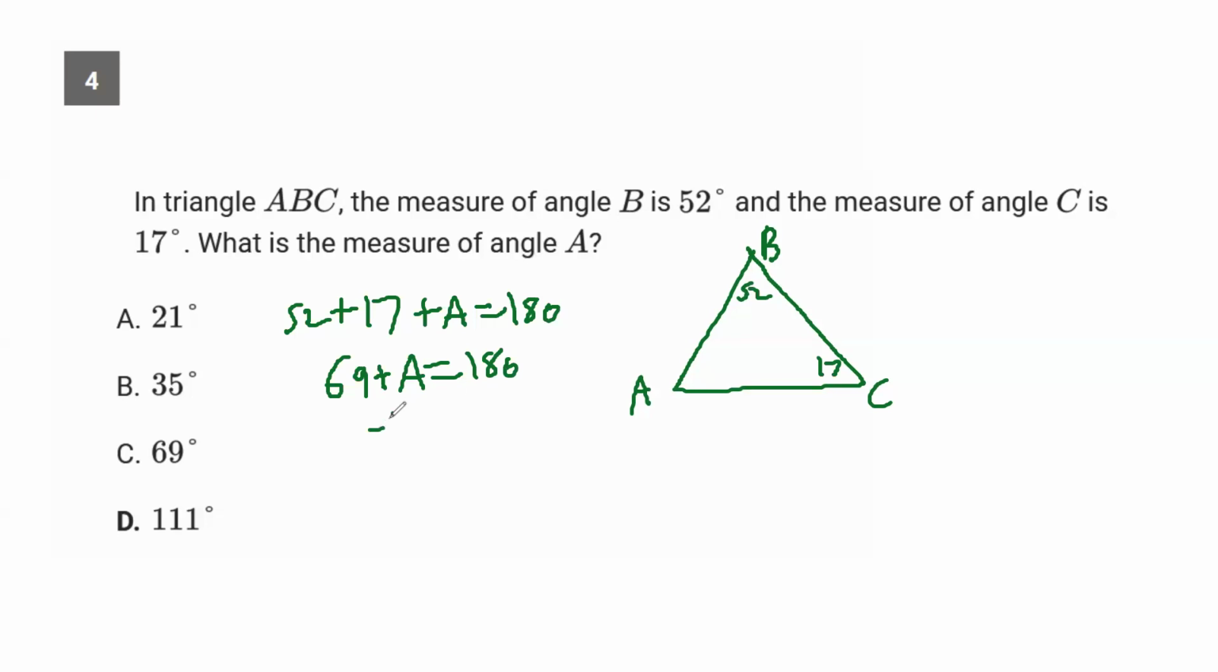Then you subtract 69 from both sides. Subtract 69 from both sides, and you get A equals 111. And that is D, right? So here you're just finding the third angle by taking away the two angles you already know from 180. You could have done 180 minus 52 and then minus 17, but I feel that adding is easier than subtracting, so I do one step addition and then subtract it. And it comes out nice and clean, and I get D.